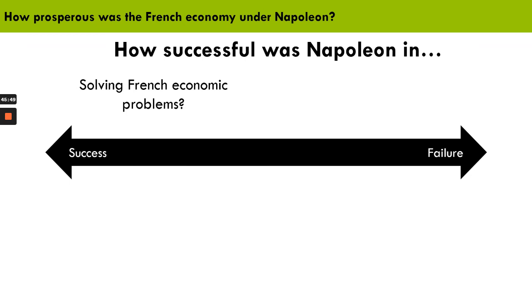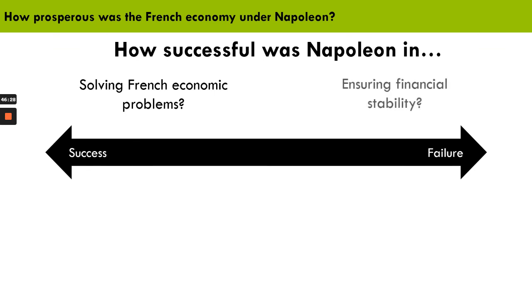There were some successes, weren't there, to do with economic problems in terms of taxation and creating a stable currency. But I think we would say that perhaps there were still widespread economic problems in France, and they were actually increasing economic problems, weren't there? Actually, things got worse after 1806, and certainly things were worse by the end of his time as emperor. And so there's a bit of a negative picture there.